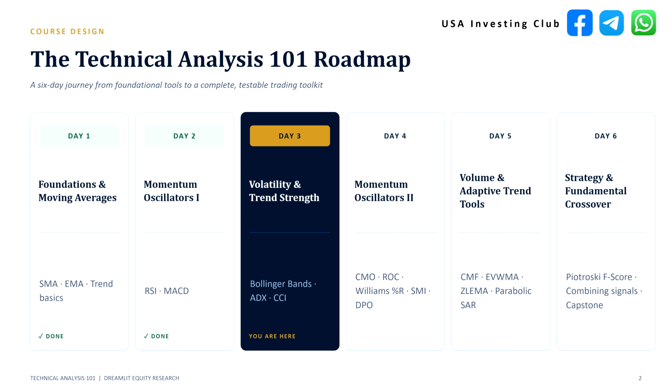Day 4 moves into momentum oscillators 2, covering the Chande momentum oscillator, rate of change, Williams percent R, the stochastic momentum index, and the detrended price oscillator. Day 5 brings volume and adaptive trend tools, Chaikin money flow, elastic volume-weighted moving average, zero lag EMA, and parabolic SAR. And day 6 closes with a strategy and fundamental crossover, the Piotroski F-score, combining signals across the whole course, and a capstone project. Notice the layering, trend, then momentum, then volatility, today's step, then a second momentum pass, then volume, then synthesis. You're now 3 steps into that ladder.